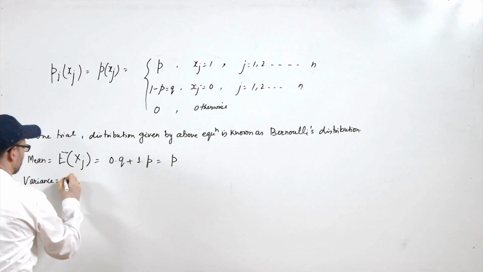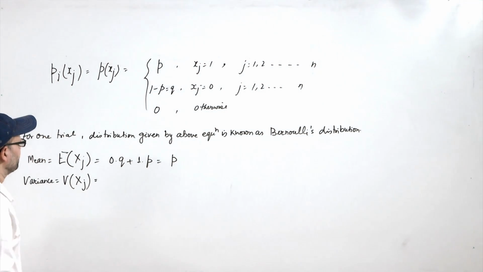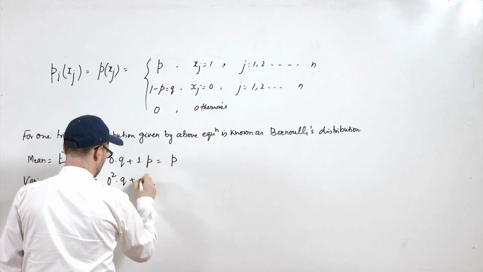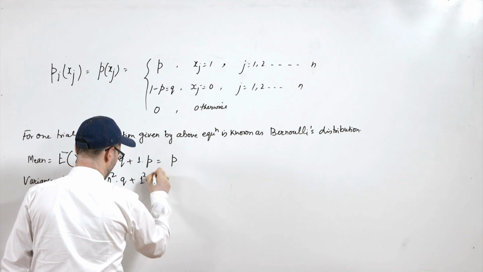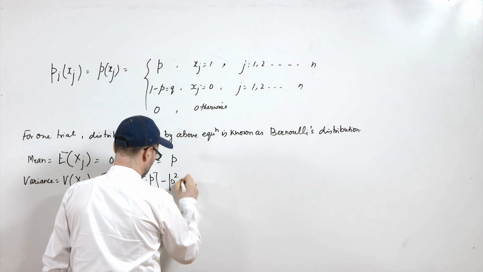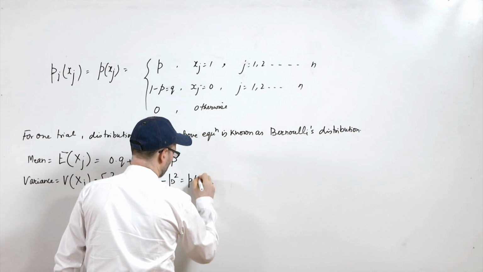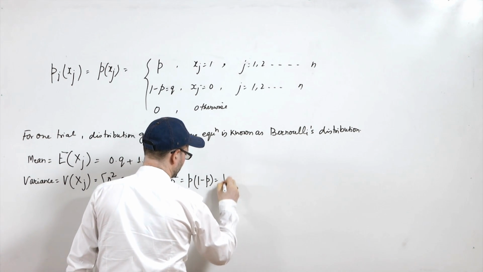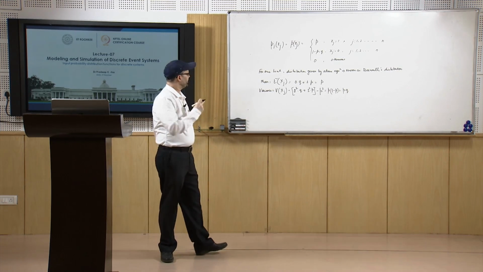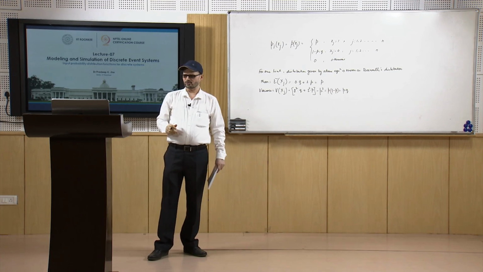Similarly, the variance, denoted by V(x_j), will be 0 squared into q plus 1 squared into p minus mean squared. So, it will be p minus p squared, that is p into (1 minus p), or p into q. This is the mean and variance calculated in the case of the Bernoulli distribution.